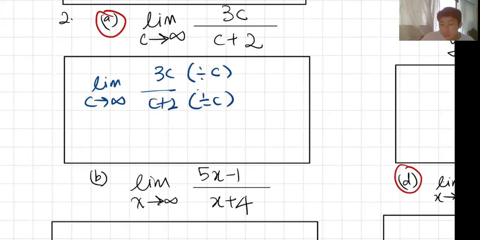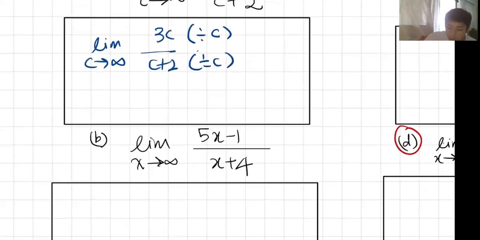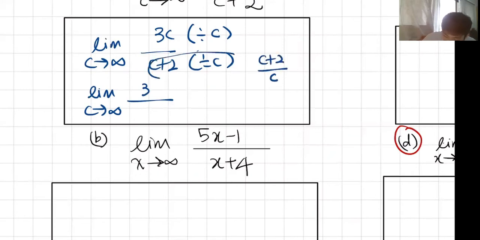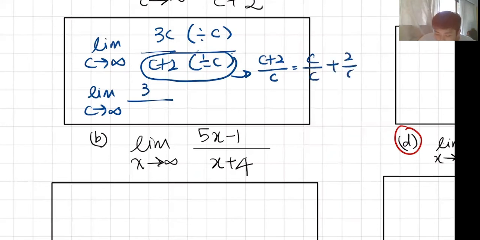Why do I divide by C? Because C is the highest power unknown. There's a reason why I do it, okay? So what you get is limit C approaching infinity of 3C divided by C, which gives you 3 only, divided by, for the bottom, C plus 2 divided by C. Remember I told you, when on top there is plus or minus, you can separate it into C over C plus 2 over C. That will give you 1 plus 2 over C. So it's 1 plus 2 over C in the bottom.